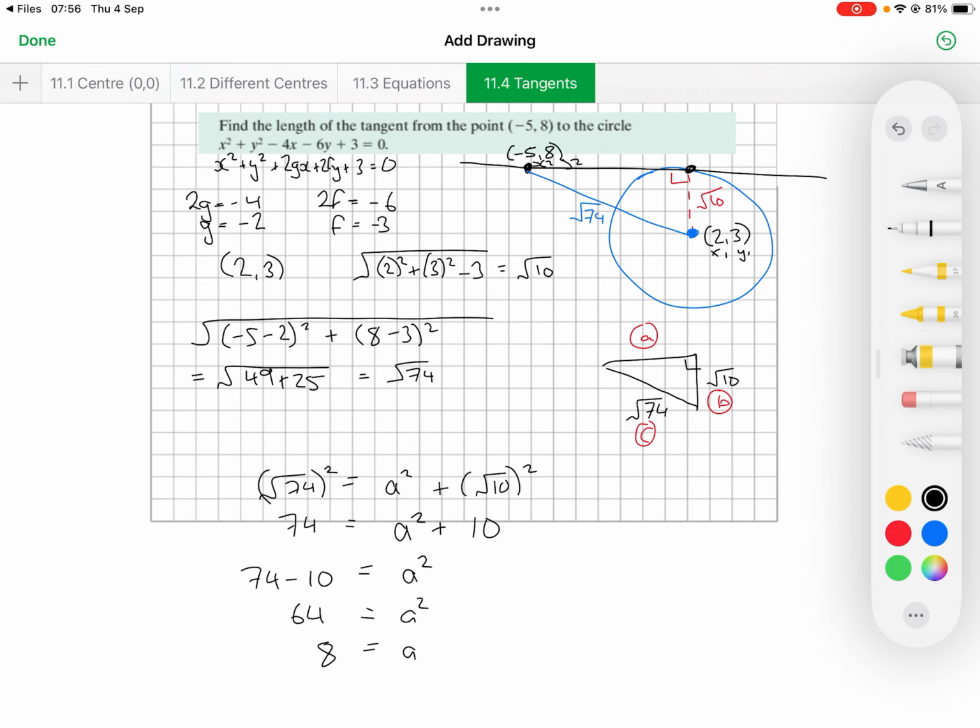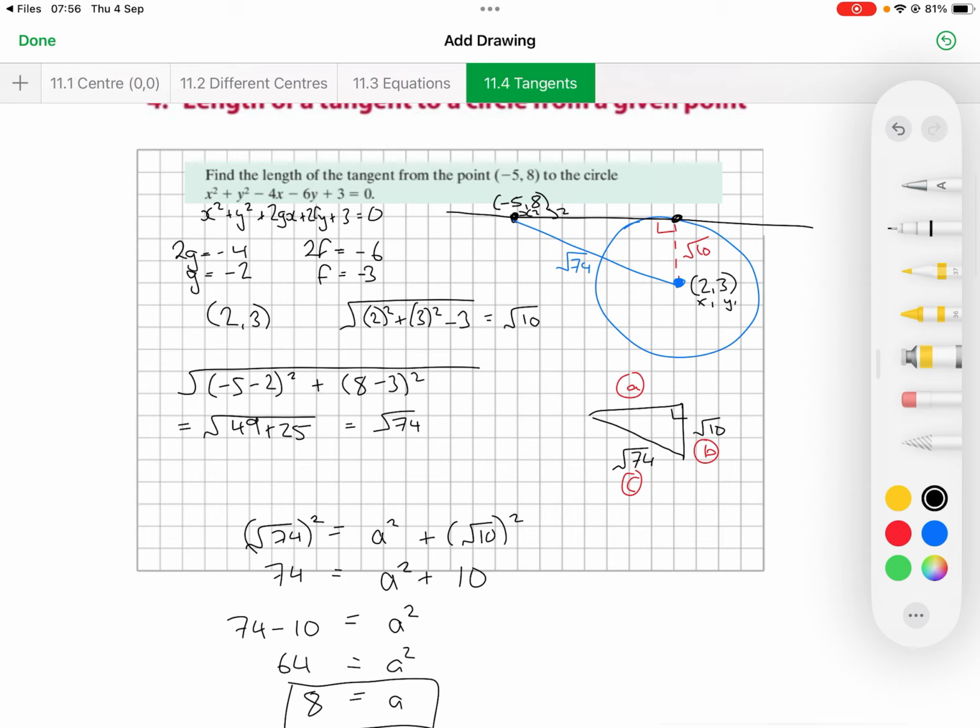Obviously, root 64 could be plus or minus 8, but because we're talking about distance and the length of a tangent, it's positive. So the length from the point -5, 8 to the point of contact, now bear in mind, we still didn't know the point of contact, but the distance from that to the point of contact is 8.